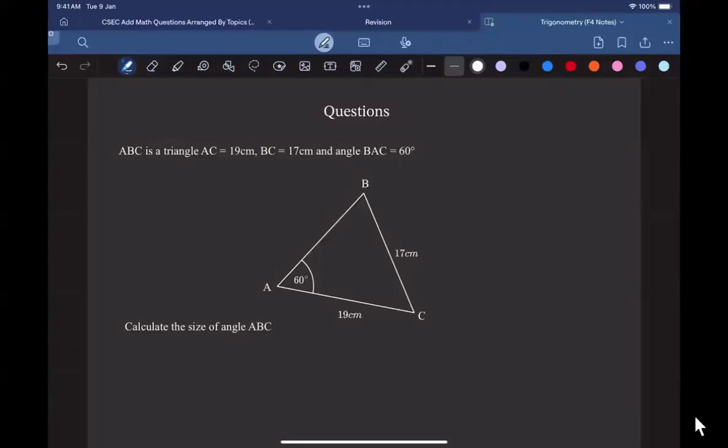Which rule am I going to use here? The sine rule. Yes, I'm going to use the sine rule because there's no included angle. Do you know what an included angle is? Included angle. All right, that's okay. I'm going to use the sine rule.